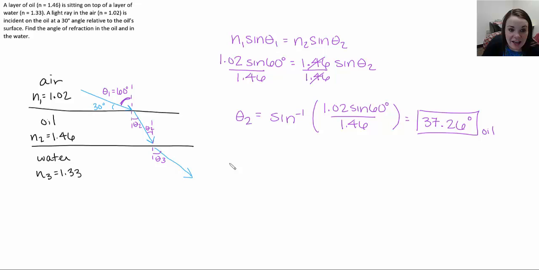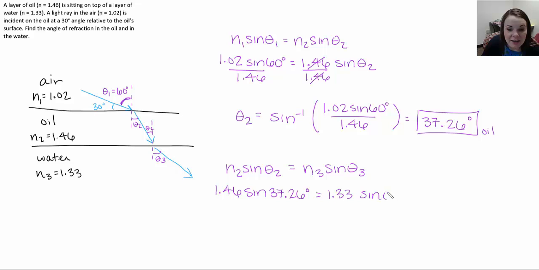And then they ask us to find the angle in the water. So I can apply Snell's law and just change my subscripts so that I have the second layer and the third layer. And I plug in what I know. So I have 1.46 as my index in the oil times the sine of my 37.26, which is what I found was the angle in the oil. My index of refraction in the water is 1.33, and then I can calculate my theta 3.